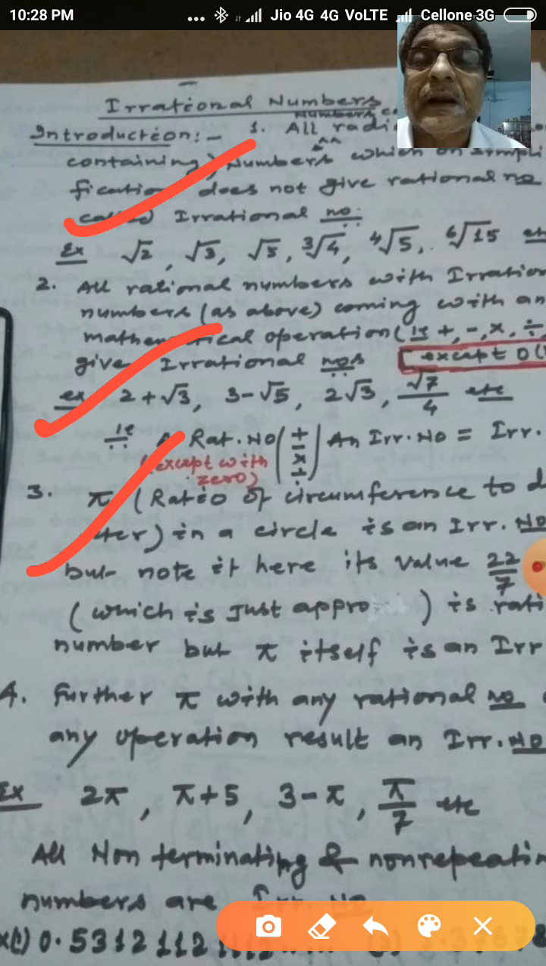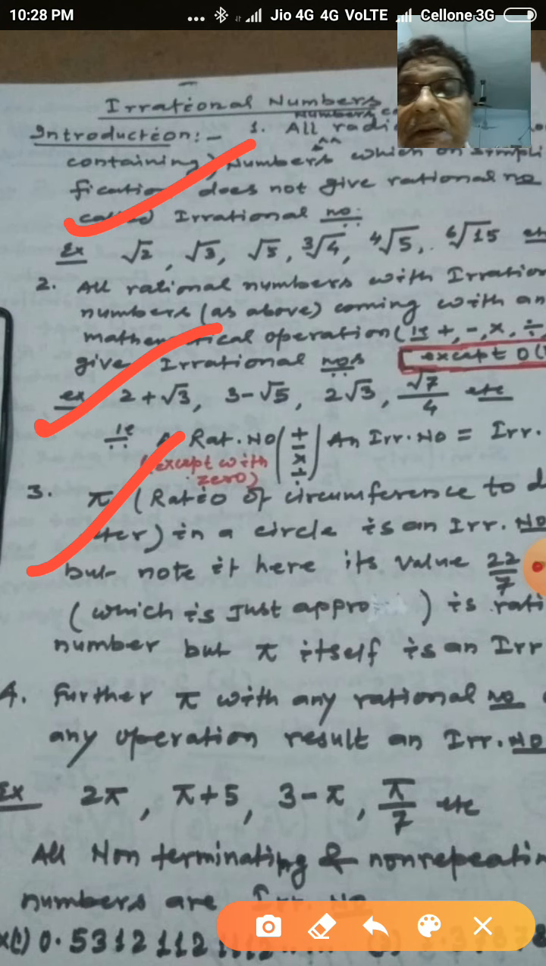So this is the criteria for an irrational number. In the case of decimal numbers, the irrational numbers are those which have non-terminating and non-repeating decimals. So pi, the actual value of pi, is like that.